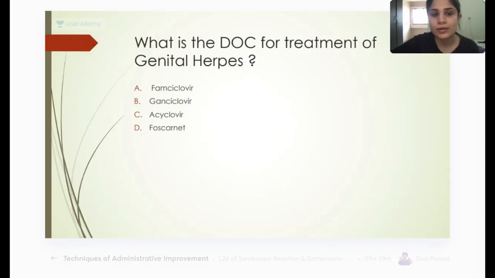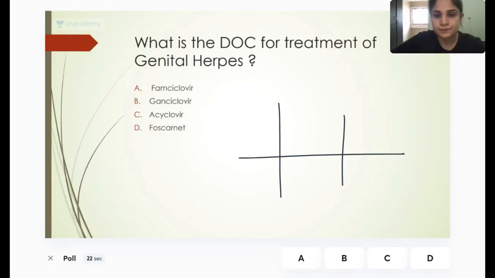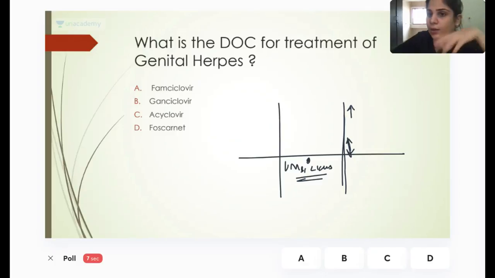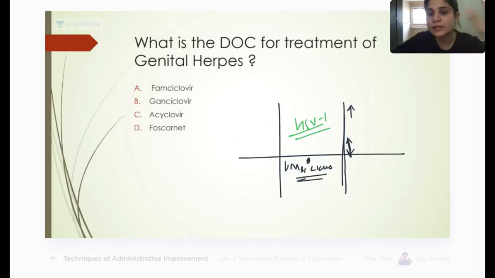What is the drug of choice for treatment of genital herpes? Famciclovir, ganciclovir, acyclovir, or foscarnet? While you answer this, answer one more question. If this is the body, this is my umbilicus. Above the umbilicus, what is the herpes virus responsible for causing lesions? Below the umbilicus, what is the herpes virus responsible? Everything above your umbilicus, over the chest, herpes ophthalmicus, herpes oralis, are caused by HSV-1. Below the umbilicus, mainly your genital infections are all caused by HSV-2. So treatment of choice for genital herpes caused by HSV-2 is acyclovir.